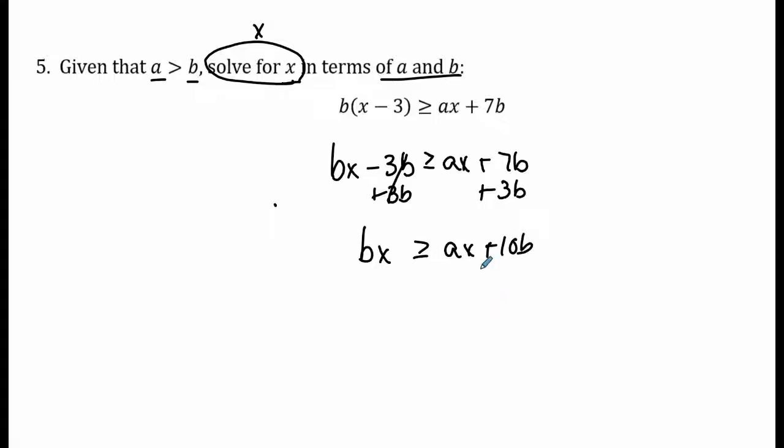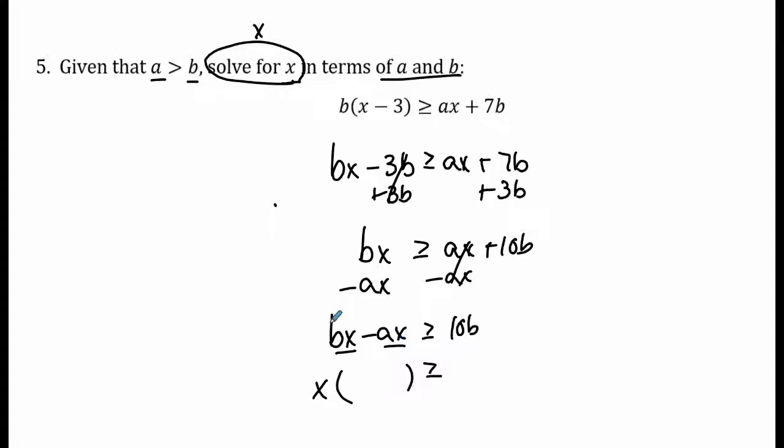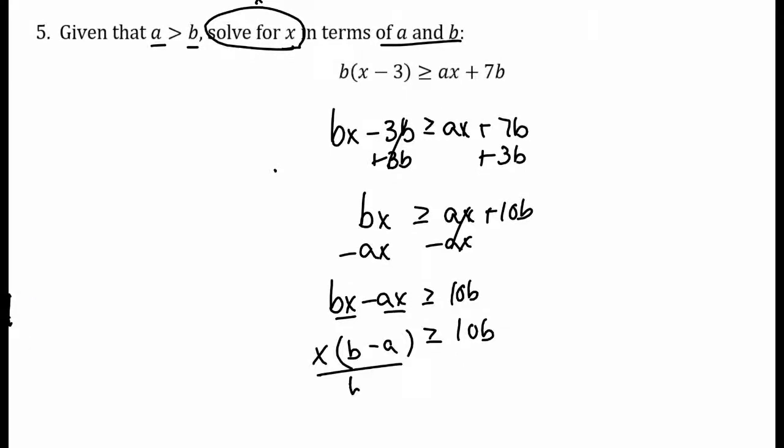Middle school dance. Everyone with an x on one side, everyone without an x on the other side. So let me get my x's together over here. bx minus ax is greater than or equal to 10b. Well, notice both of these have x's. So let's undistribute. Let's apply the distributive property, but in reverse. What times x is bx? b minus a. And finally, divide by b minus a. So my final answer is x 10b over b minus a.